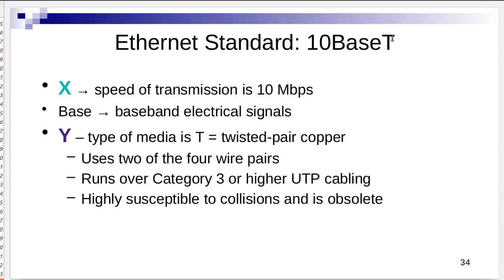So once again, 10 base T, the number is the speed, 10 megabits per second. Base stands for baseband electrical signaling, and T is twisted pair. Uses 2 of the 4 pairs of wires, just like signals that we use these days, and can work on Cat3.